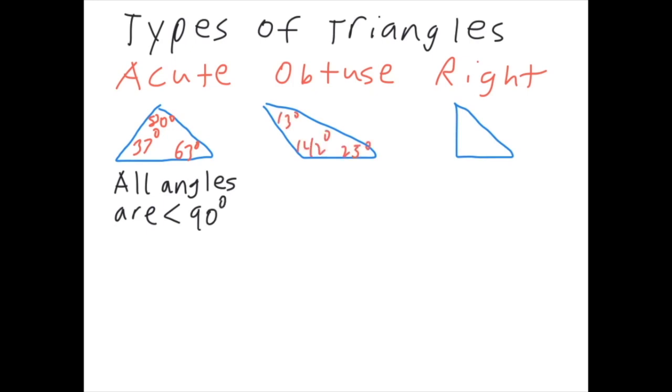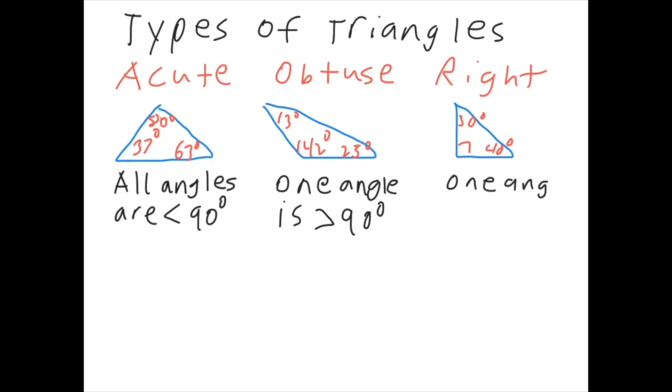An obtuse triangle is one that has exactly one obtuse angle. So, one angle is greater than 90 degrees. A right triangle has exactly one right angle. So one angle is equal to 90 degrees.